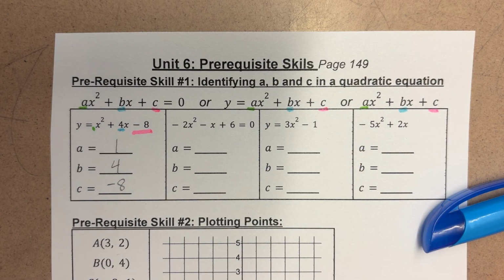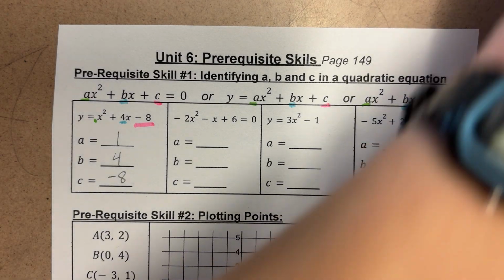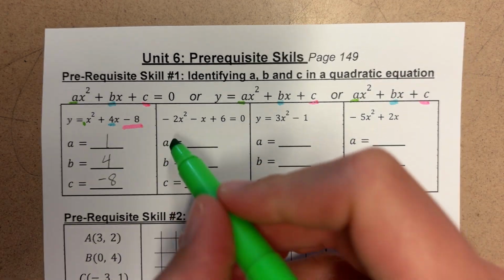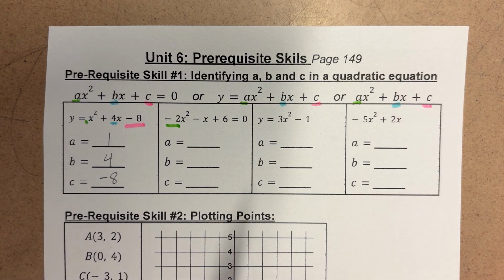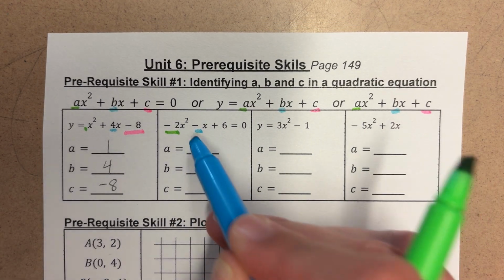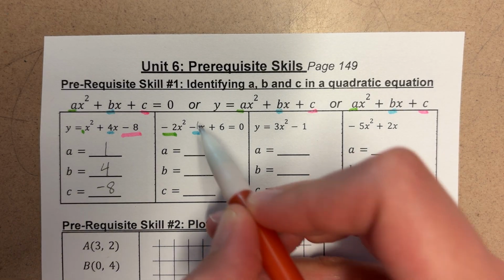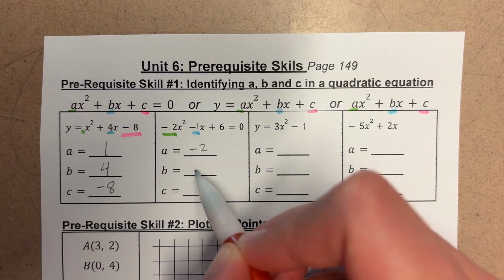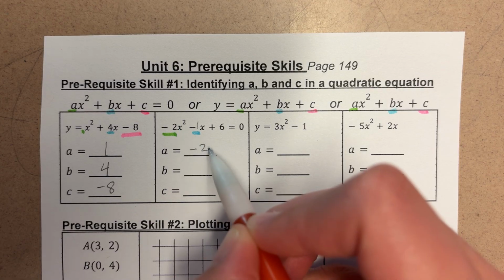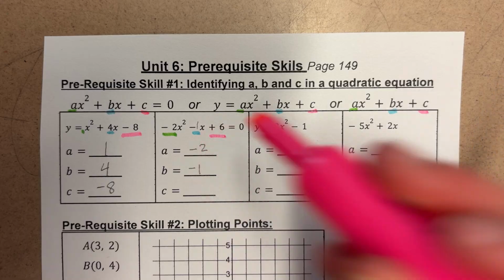Okay, let's look at the next one. Here, the a value is negative 2. The b value is, what's this invisible number right here? And you've got to be careful, right? Because it's a negative, and it's a negative invisible 1 right here. So a is negative 2, b is negative 1, and c is this number right here, positive 6.